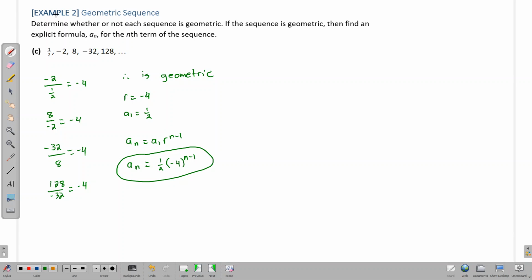Now, one thing to notice, this sequence alternates between positive and negative values. We call this an alternating sequence, and that's going to happen anytime you have an r value that's negative. When you have an even exponent on a negative, then the negative gets wiped out. That's where you get your positives from. And when you have an odd exponent, that's where you get these negative terms coming in.